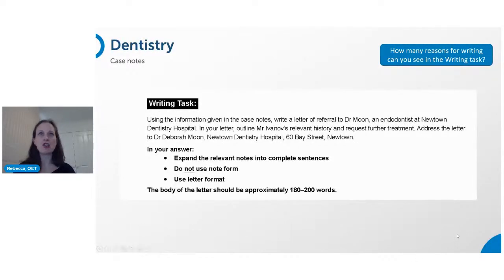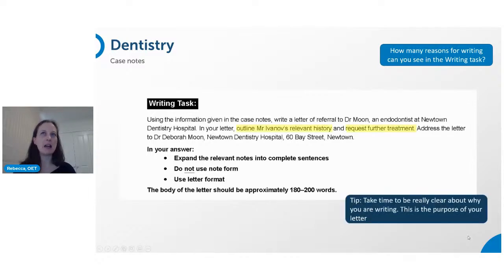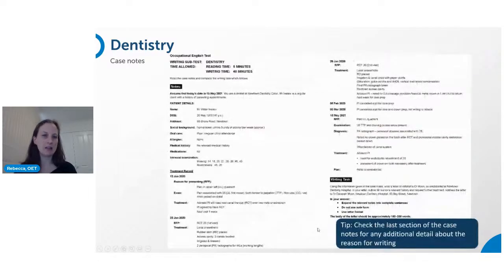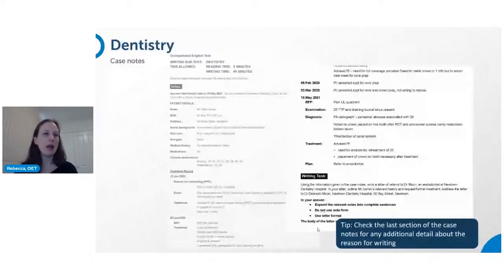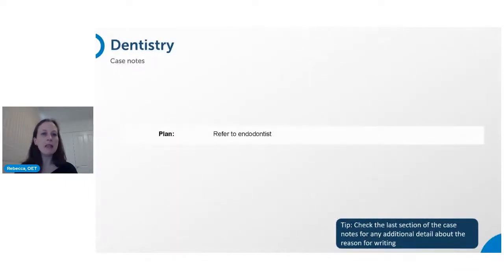Yes, I would agree there are 2 reasons for writing, and these are to outline Mr. Ivanov's relevant history and to request further treatment. So those are our main reasons for writing, but it's also a good idea, this is a good principle for all of you, to check the last section of case notes, which is just above the writing task. In this set of case notes, this is called plan. It's a good idea to see if there is any additional detail provided about the reason for writing. In these case notes, there isn't any additional detail.